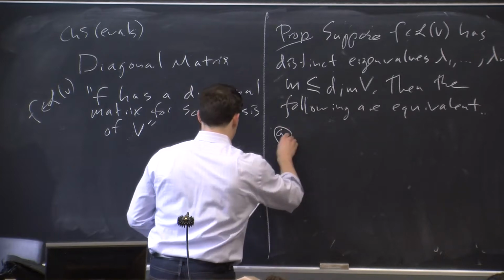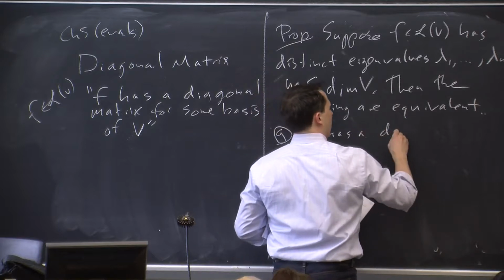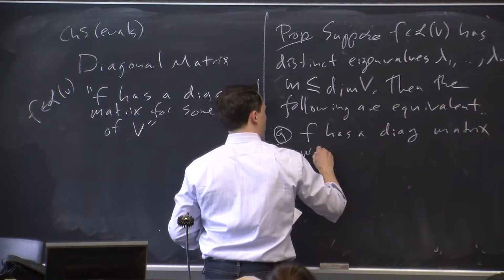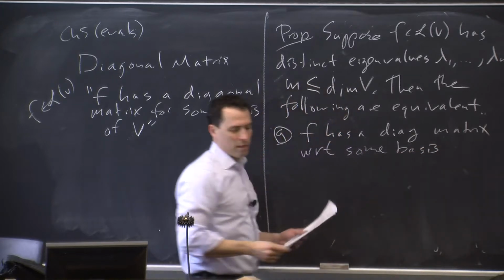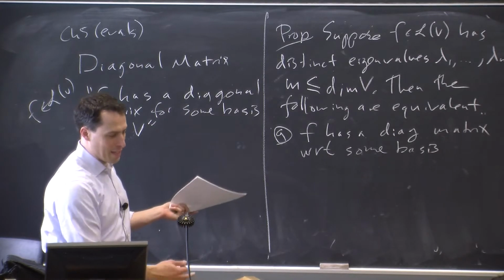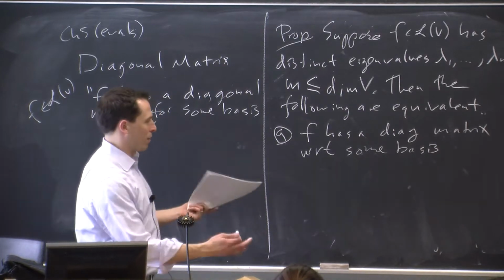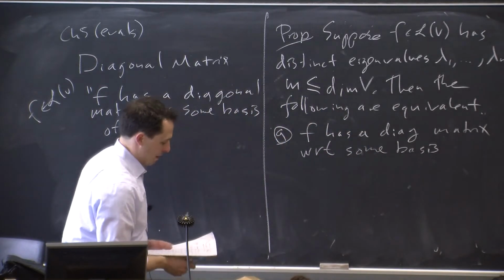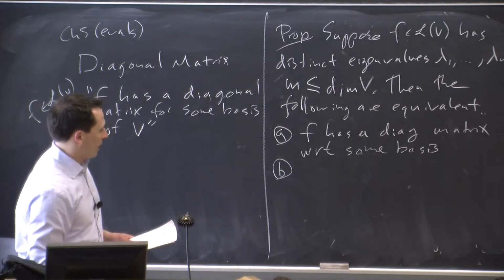The first is this statement: F has a diagonal matrix with respect to some basis. And this is believably basis independent in the sense that I could write down a diagonal matrix, and I could certainly do a change of basis that gives me a different diagonal matrix. Permuting the basis elements, for example, will give me a different diagonal matrix, but it's also diagonal. But this still has the word basis in it, right? And we're going to make increasingly less basis-related statements of this.